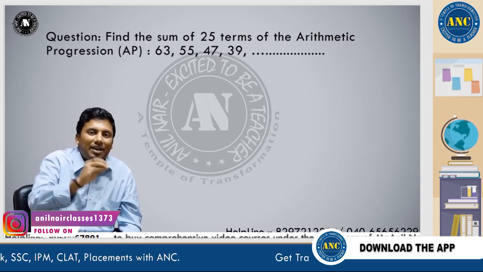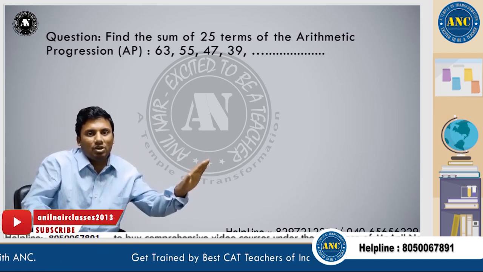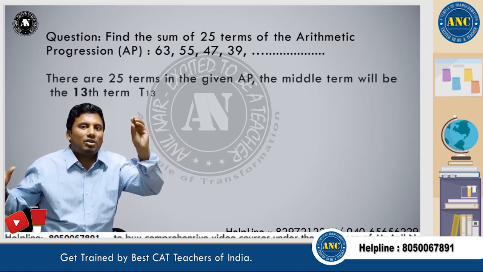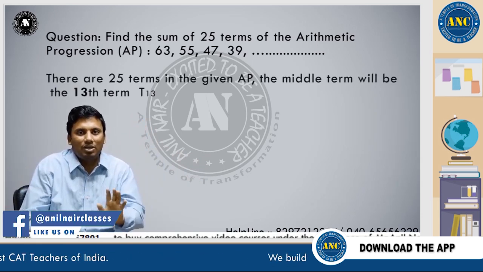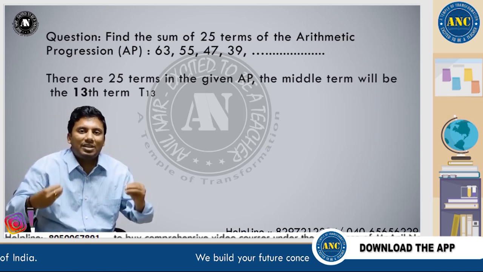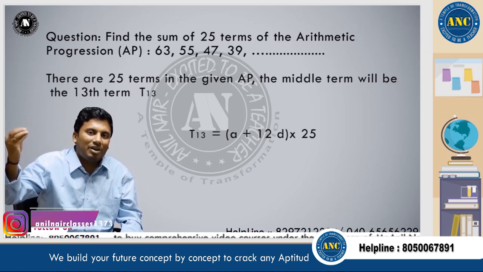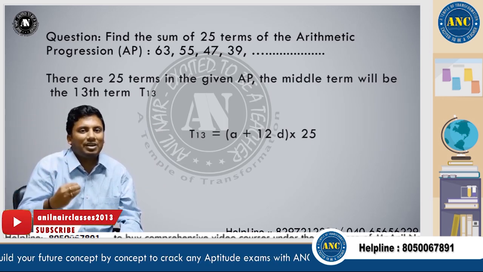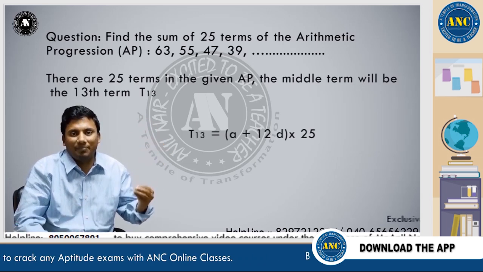Let me find out the average. 25 terms, 12 terms to the left, 12 terms to the right. What will be the middle value? Middle value will be T13. So this expression can be written as T13 equivalent to sum of 25 quantities by 25 quantities. T13 can be determined by A plus 12D.